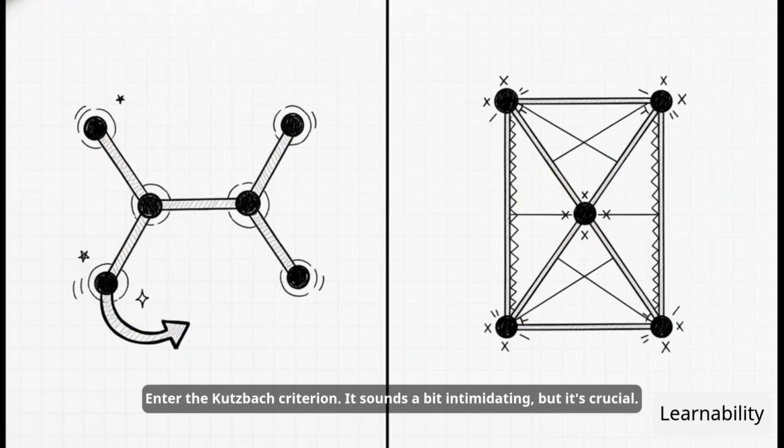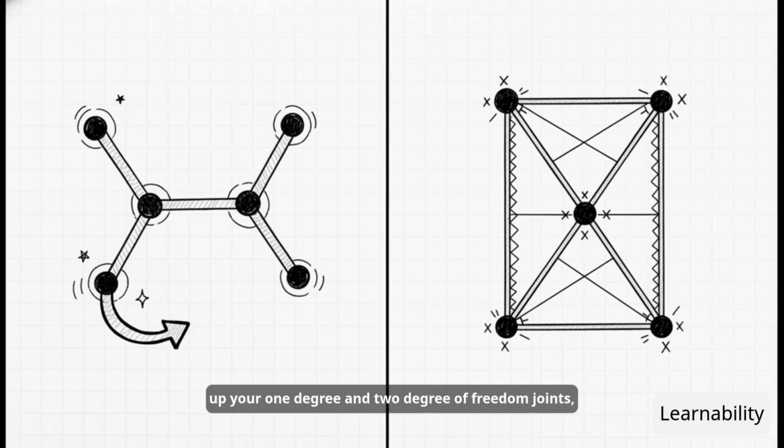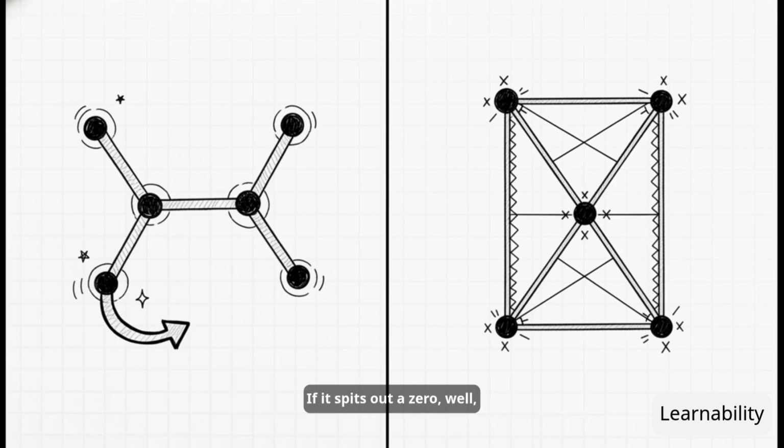Enter the Kutzbach criterion. It sounds a bit intimidating, but it's crucial. By counting up your total number of links, that's n, and yes, you have to include the fixed ground link, and then tallying up your 1 degree and 2 degree of freedom joints, you can calculate m, the mobility. If m equals 1, your mechanism needs exactly 1 independent input, like a single motor, to have perfectly predictable motion. If it spits out a 0, well, you've accidentally built a locked-up structure.